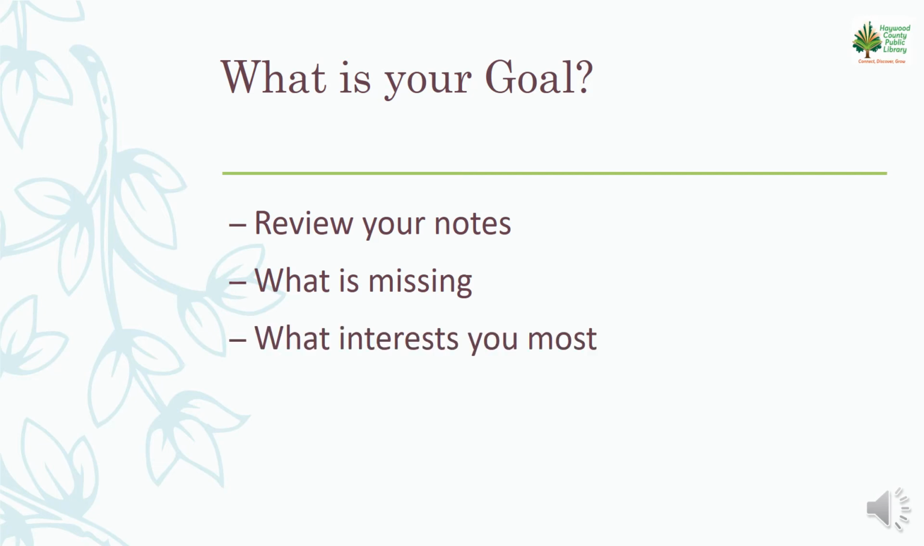And then also, as you're thinking about what your goal is, what interests you most? What do you hope to have as your final outcome when you do your family history? Are you hoping to go back just as many generations as possible? Or are you more interested in family stories, more interested in one side of the family? Just give it some thought and make a plan.